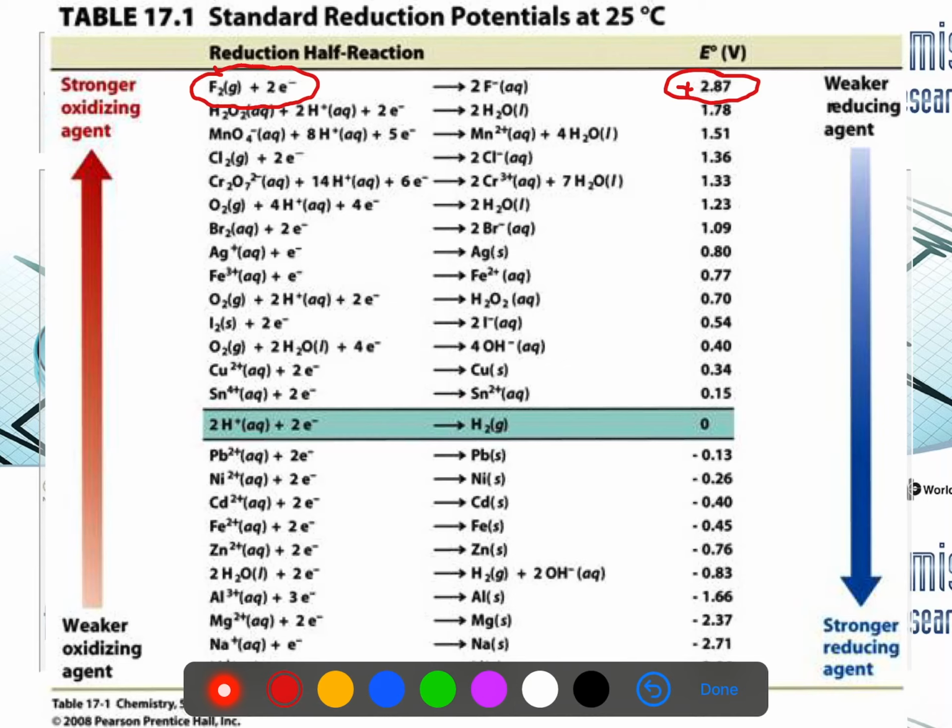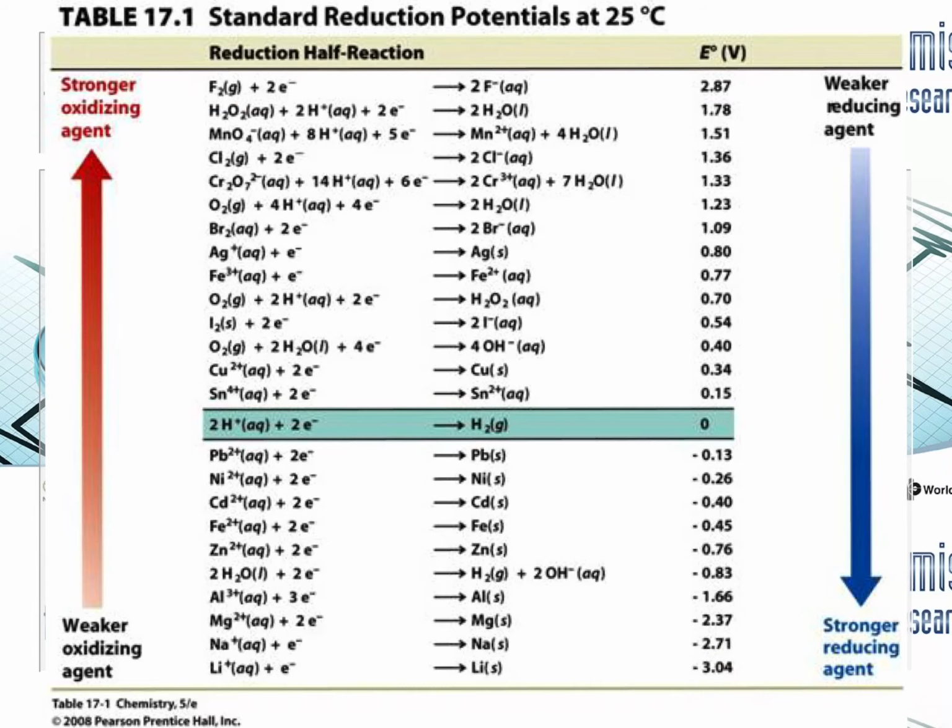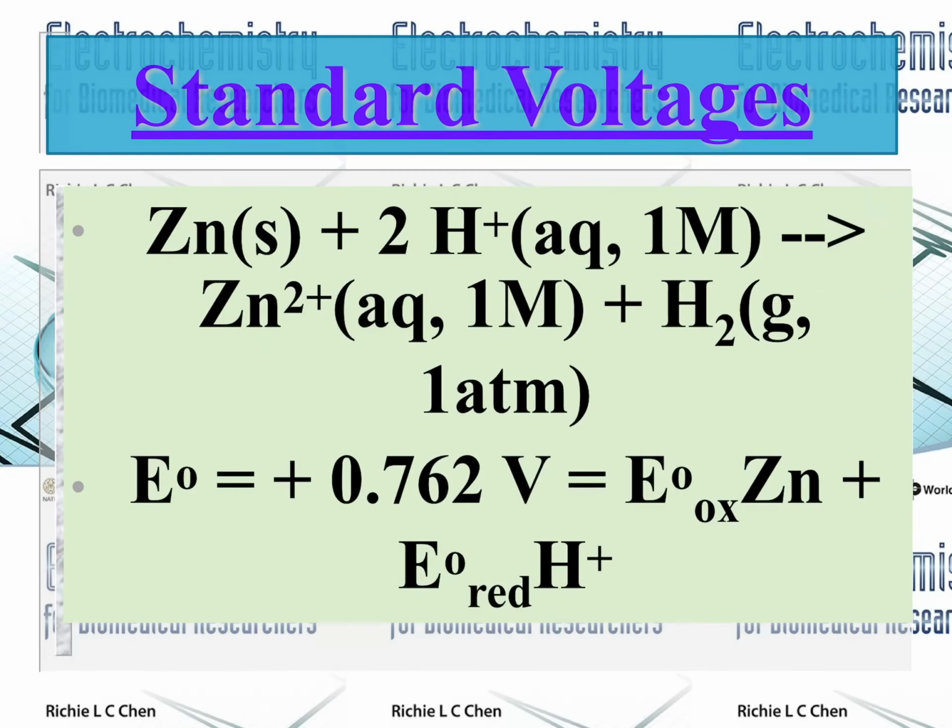Now, it doesn't mean that the opposite can't happen. We can certainly take fluoride and turn it into fluorine gas. All you have to do is hook up a battery and pump 2.87 volts of electrical energy into it to get that to happen. So the positive values mean there is a strong driving force for reduction, and the negative values at the bottom of the chart mean that there's a strong driving force for oxidation.